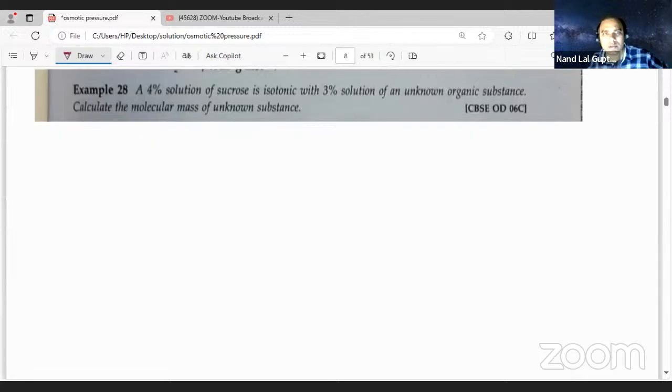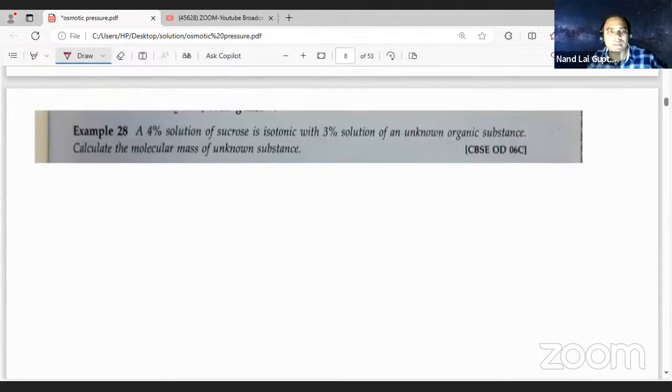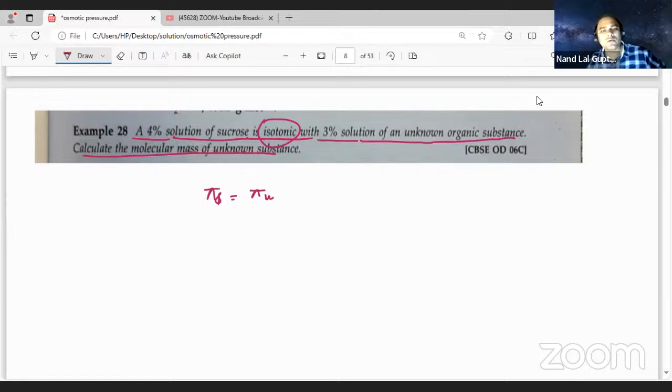Here, this question we are going to do. A 4% solution of sucrose is isotonic with 3% solution of unknown organic substance. Calculate the molar mass of unknown substance. So here, student, this is the isotonic solution. So pi 1 means sucrose. Sucrose is S and unknown means U. So pi S is equal to pi U. So here is CS RT equal to CU RT, unknown solution. RT, same temperature, is going to cancel out. So it is W2 upon M2, W2 upon M2.